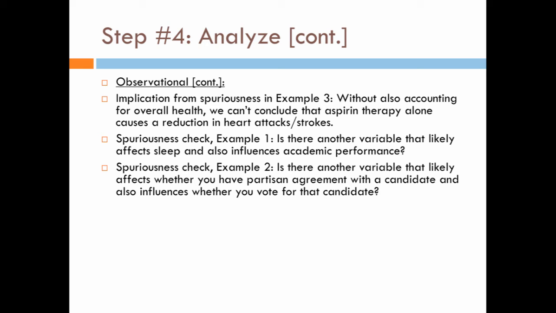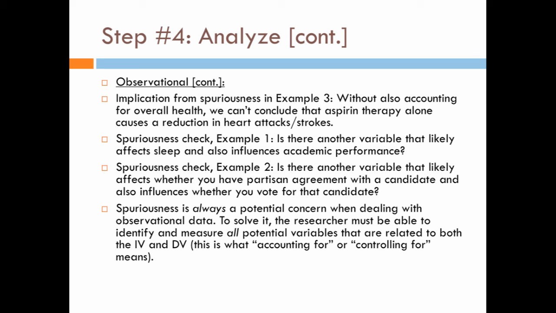What about example 2? Is there a variable that likely affects whether you have partisan agreement with a candidate and also affects whether you vote for that candidate? This one's harder, right? I can't really think of anything that would cause both the independent and dependent variables in this case, so I'm going to conclude that spuriousness is probably not a huge concern here.